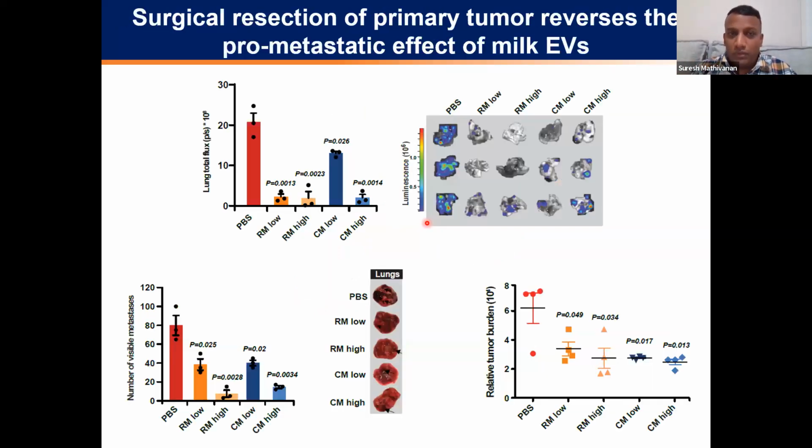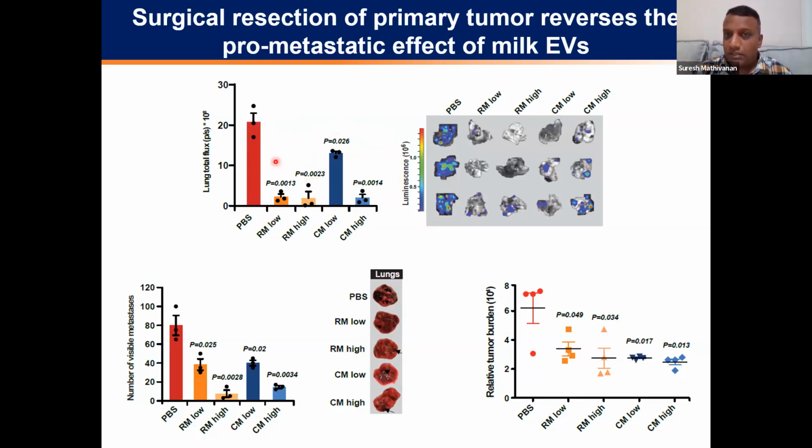However, when you look at the data, when you look at the surgically resected primary tumor, and then when you orally gave milk EVs to these guys, we can see this is the PBS alone group. When you gave milk EVs to these guys, you can see that it reduced the metastatic burden in all these mice compared to the PBS alone group.